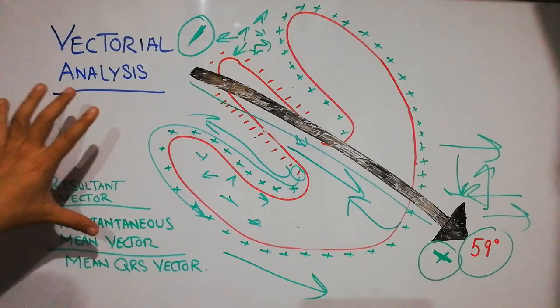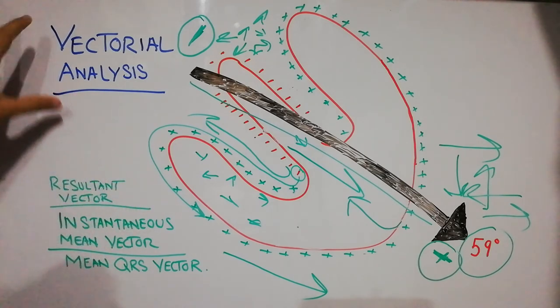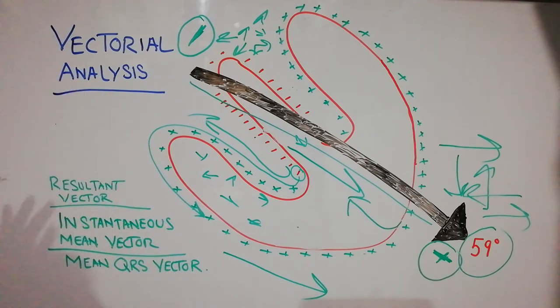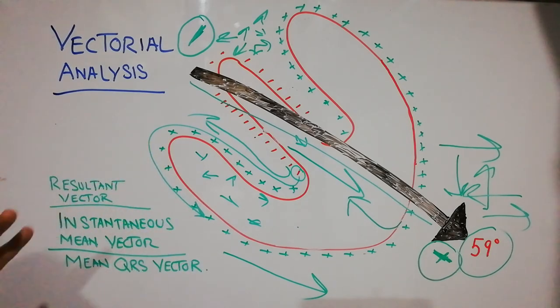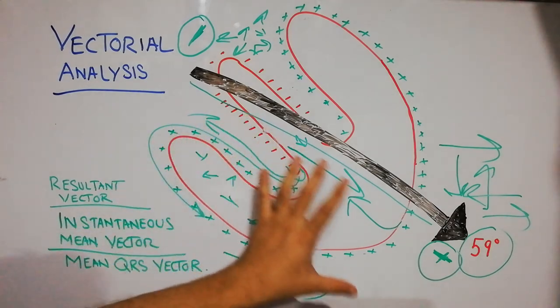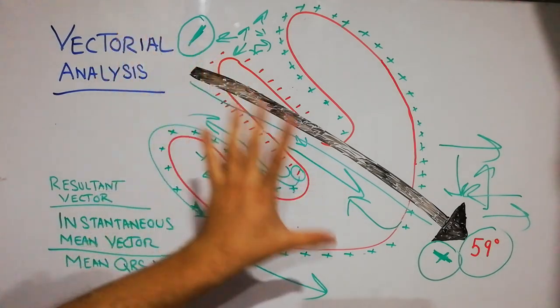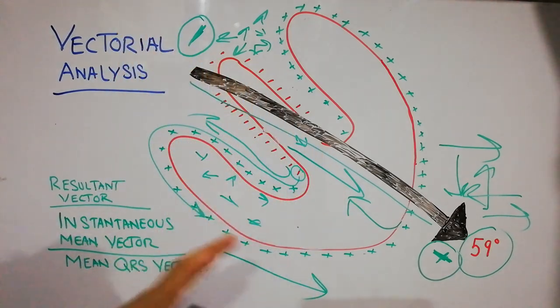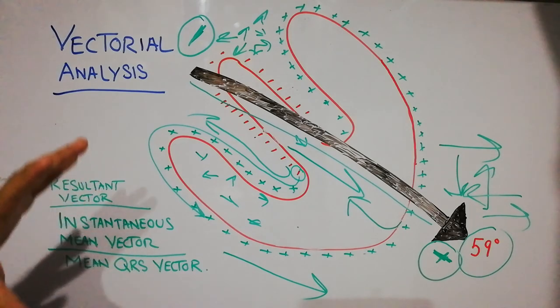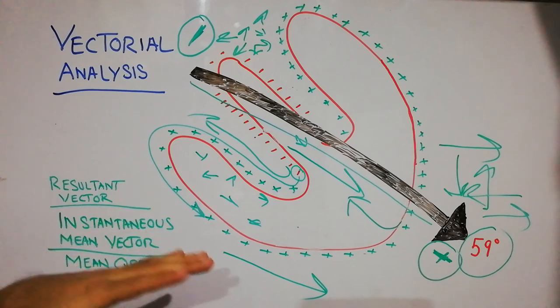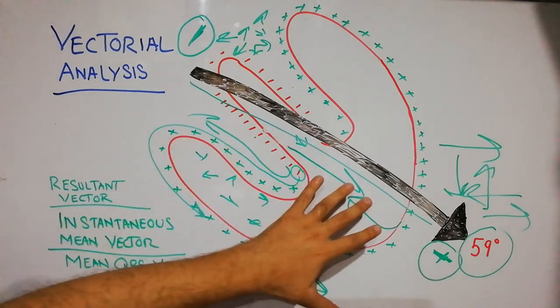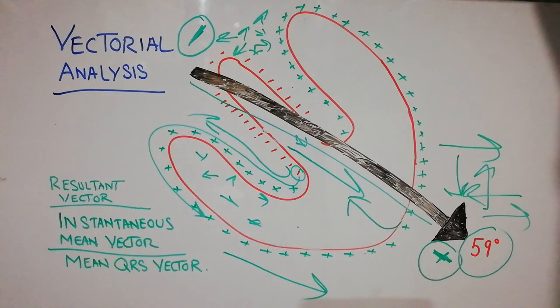So that is the starting lecture about the vectorial analysis, the resultant vector, the instantaneous mean vector, and the mean QRS vector. In the coming lectures, we will discuss how different factors influence the direction of this resultant or mean QRS vector, and how, with the help of the ECG and changes in the shape and direction of this vector, we can determine different types of pathologies.